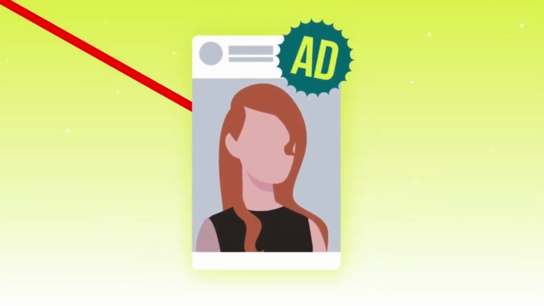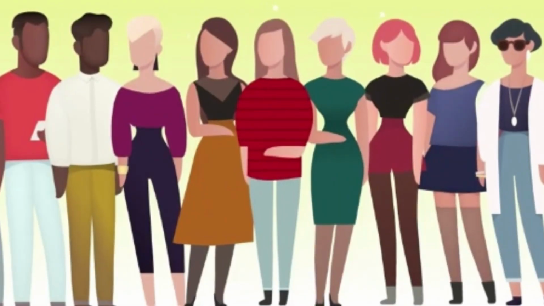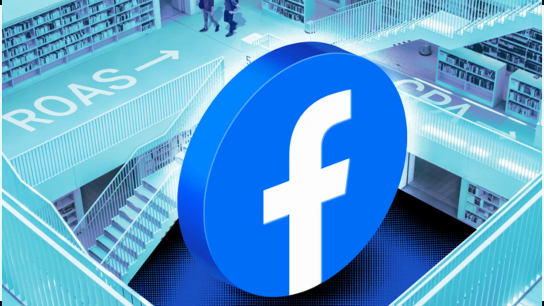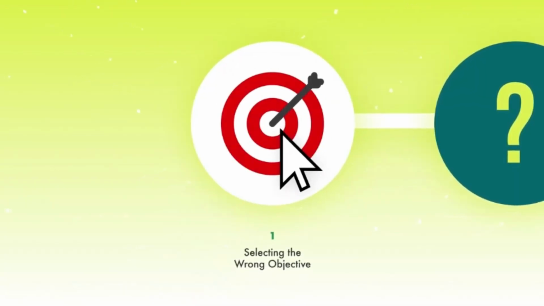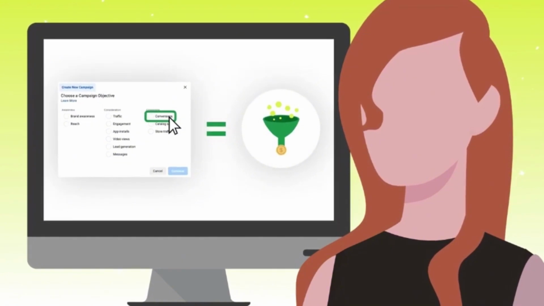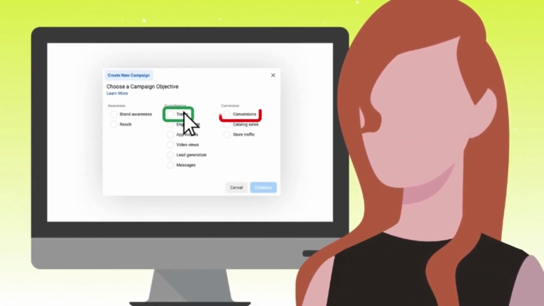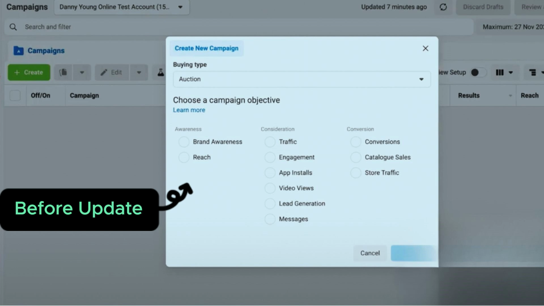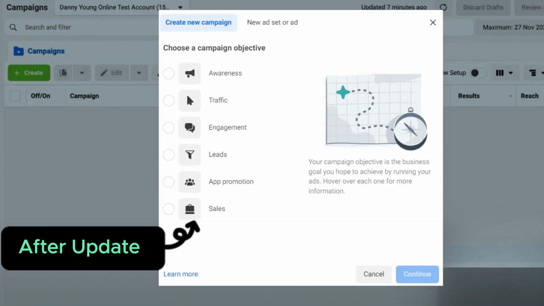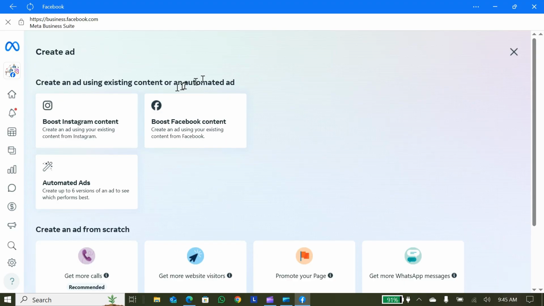Today we are diving into one of the most common mistakes people make when running their ads on Facebook, choosing the wrong objective. Understanding and selecting the right objective is crucial for the success of your campaign. Let's get into it. Facebook Ads Manager recently updated the ads objective to make it easier for you to align your ad campaign with your business goals. But with these changes, it's essential to know how to pick the right one.